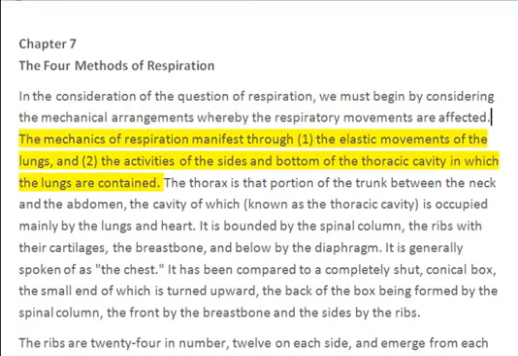are effected. The mechanics of respiration manifest through 1. The elastic movements of the lungs, and 2. The activities of the sides and bottom of the thoracic cavity in which the lungs are contained.